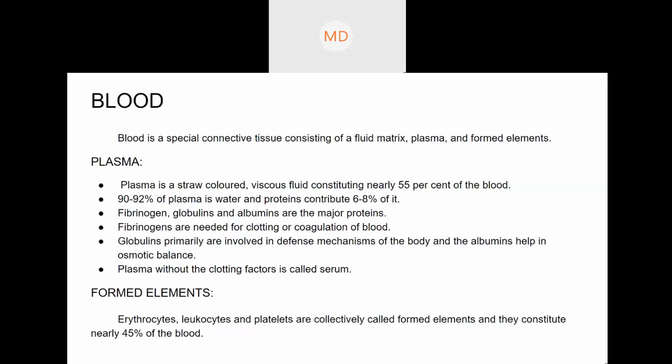So fibrinogen is a major protein found in plasma. It helps in blood clotting or blood coagulation. So if it is asked what is the function of fibrinogen, the function of fibrinogen is blood clotting. Okay, next is globulin.